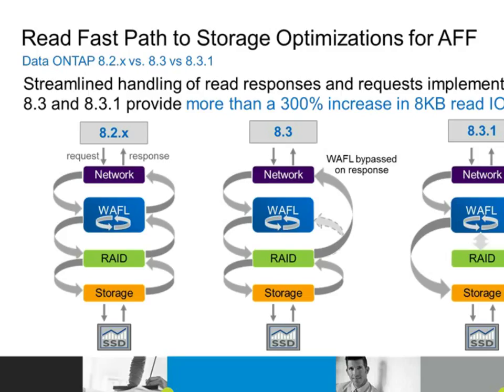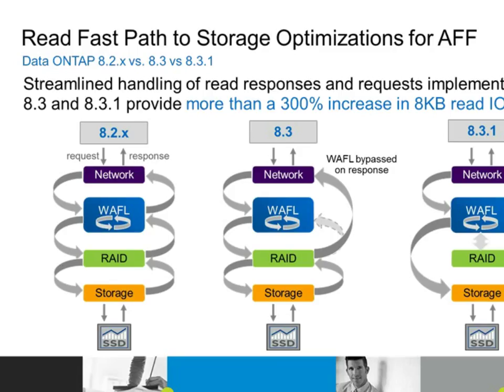So now RAID can return the read information directly to the network dblade, which can then directly go back to the client. And then in 8.3.1, NetApp's taken that even further, where we can skip the RAID layer almost entirely, both on the request as well as the response. And there we're seeing a 300% increase in 8K read IO through these optimizations.